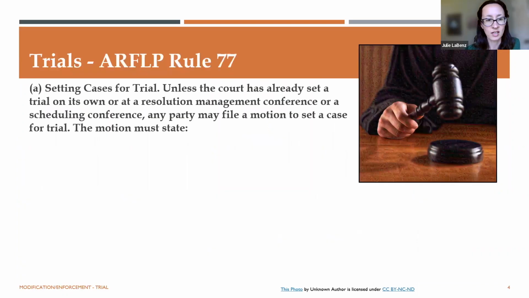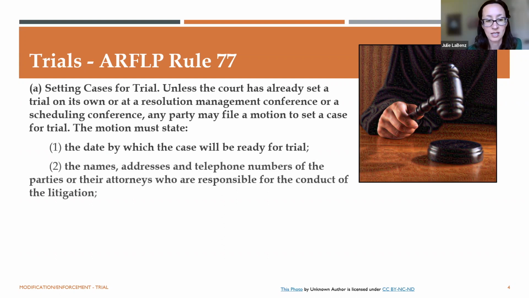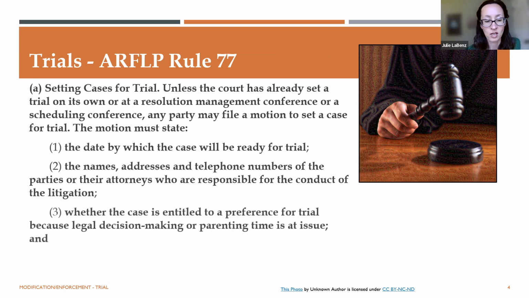This is under Rule 77. The court could set a trial on its own. That could also happen at a resolution management conference or a scheduling conference. But if your case hasn't been set for trial and you're ready for a trial date, then you can file a motion to set. It needs to include the date by which your case will be ready for trial, the names, addresses, and telephone numbers of the parties or their attorneys who are responsible for the conduct of the trial, whether the case is entitled to preference for trial because legal decision-making or parenting time is at issue, and the estimated time for trial.